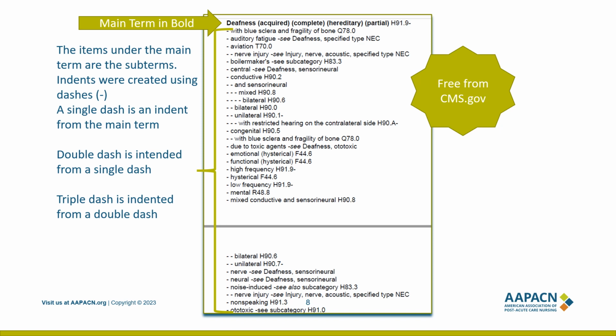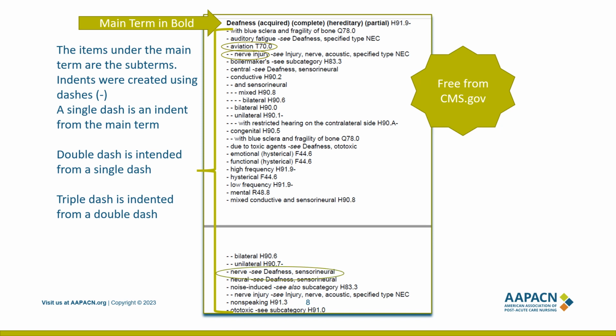So looking at what is on the screen, deafness is the main category. Nerve injury is a double dash indent, which means the nerve injury is associated with the single dash term above it. In this case, deafness specific to aviation. The nerve injury code is associated with aviation deafness and not a generalized nerve injury, which is found later in the alphabetical index.